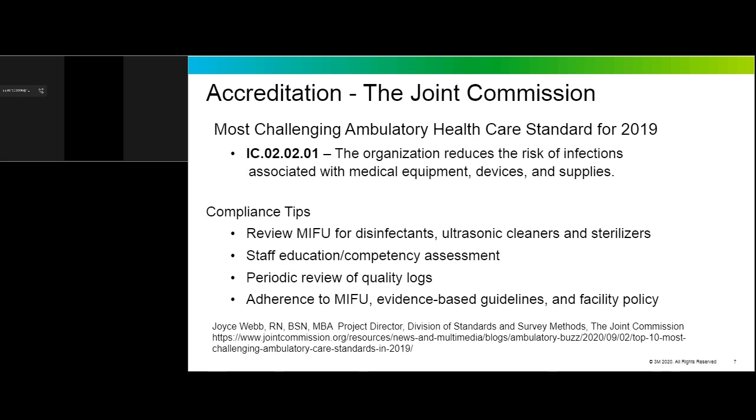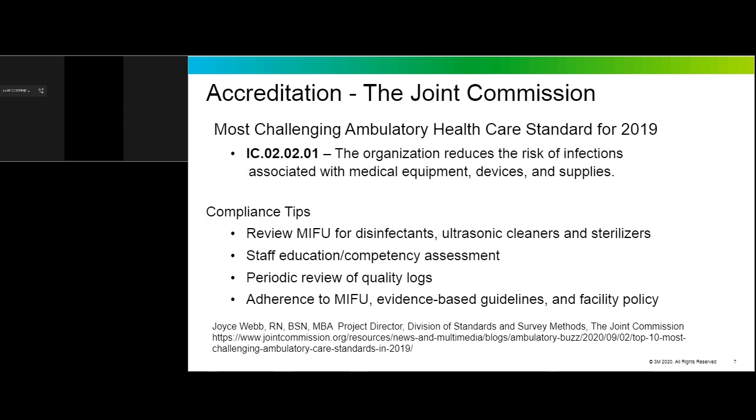Now, the blog post did share some compliance tips that I wanted to pass along to you today, and this includes to make sure that you're reviewing manufacturers' guidelines for using disinfectants and cleaning products and operating equipment such as ultrasonic cleaners and sterilizers. You should also ensure that all staff receive education and ongoing competency assessment, so back to the same theme mentioned in ECRI, in cleaning, disinfection, and sterilization processes, and that you're reviewing quality control activities associated with those processes. So just checking your quality control logs.